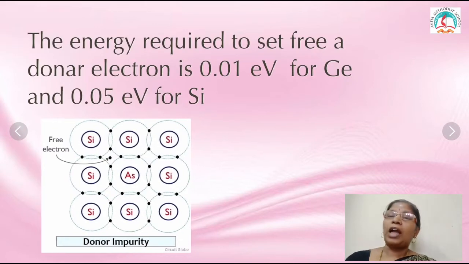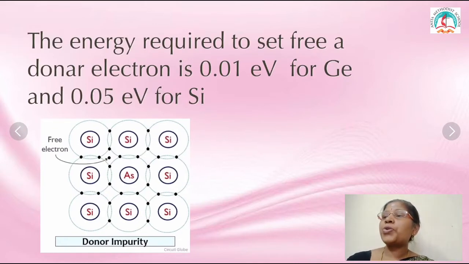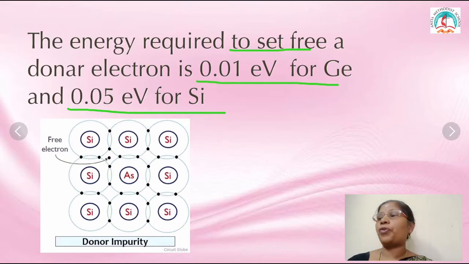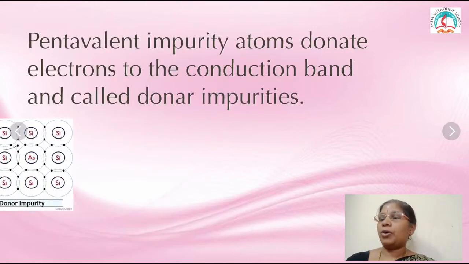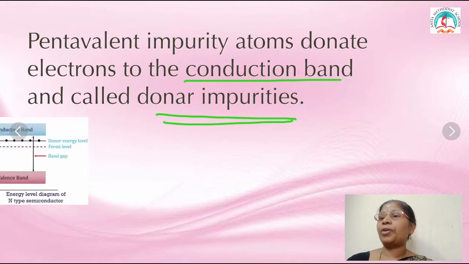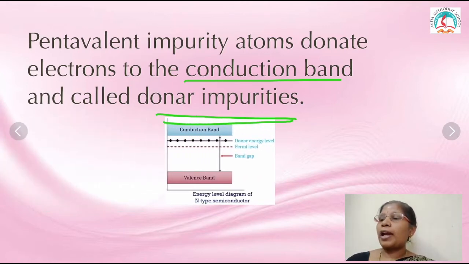Now the next one: how much energy is required to set free a donor electron? 0.01 electron volt for germanium and 0.05 electron volt for silicon. Now, when you add pentavalent impurity atoms, they donate electrons to the conduction band. So this is called donor impurities. With pentavalent impurities, the energy level is near the conduction band. Remember it.